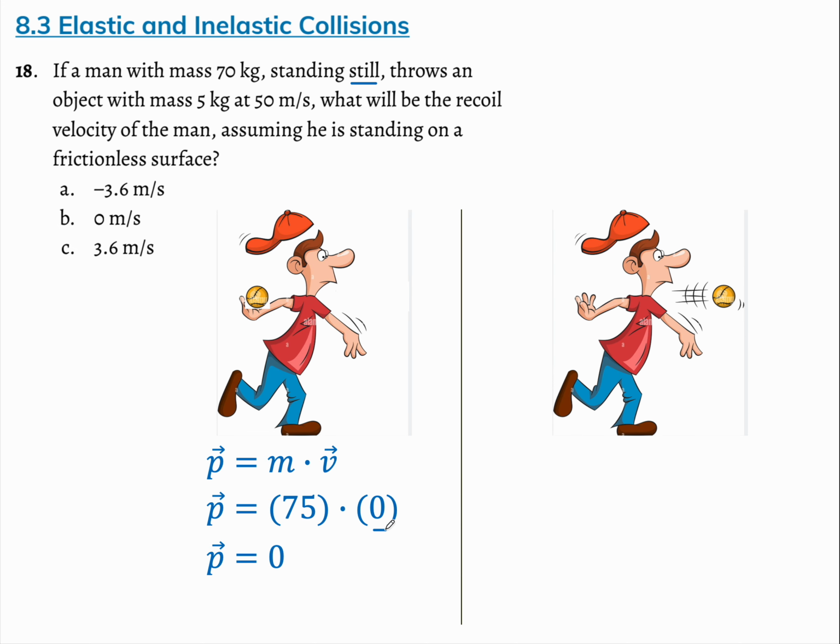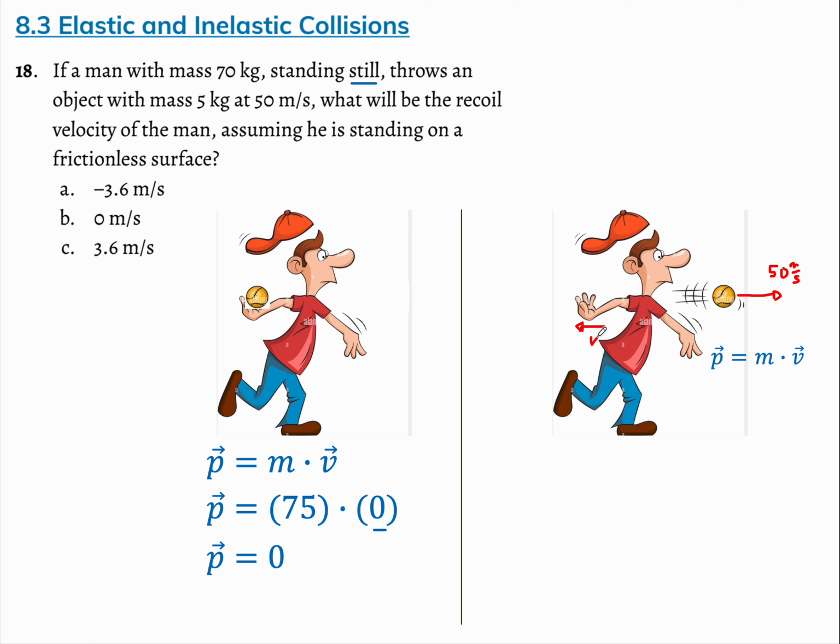Now, afterwards, what do we have? Well, we've got the person with the ball going one direction and probably the person going the opposite direction. Assuming that the person's throwing the ball this way, throwing it at 50 meters per second, you can probably infer already for the total momentum to be 0, the person's going to have to travel this way with some velocity.